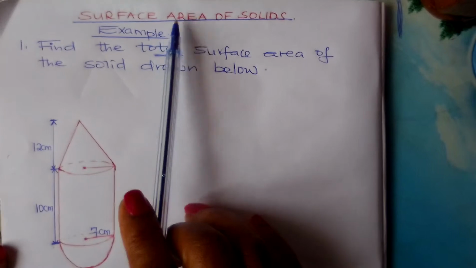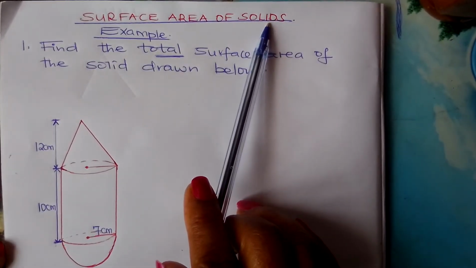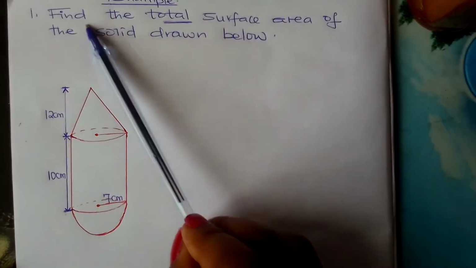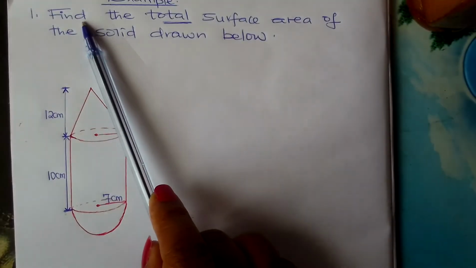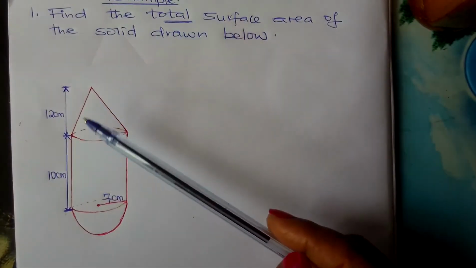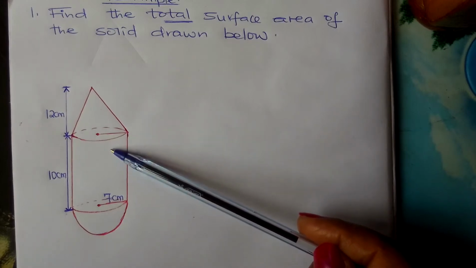Today we are looking at surface area of solids. And here we have a solid. We have a question. We are told, find the total surface area of the solid drawn below. The total surface area of this solid here.